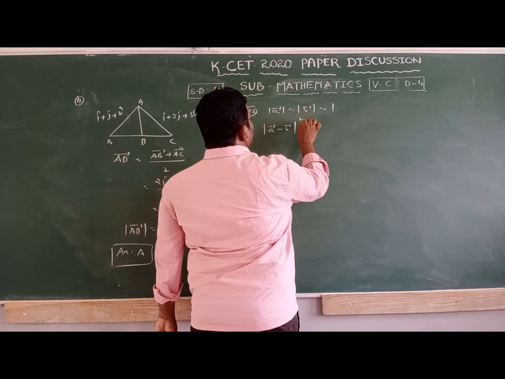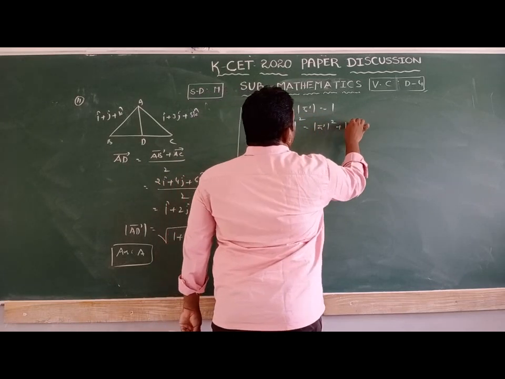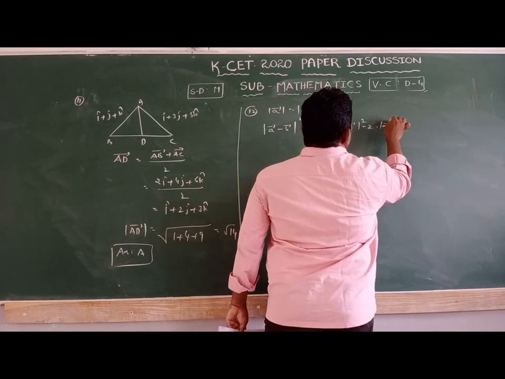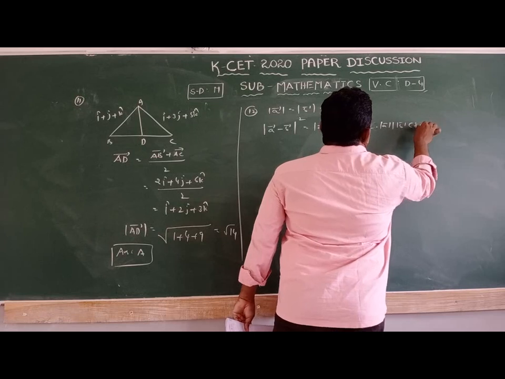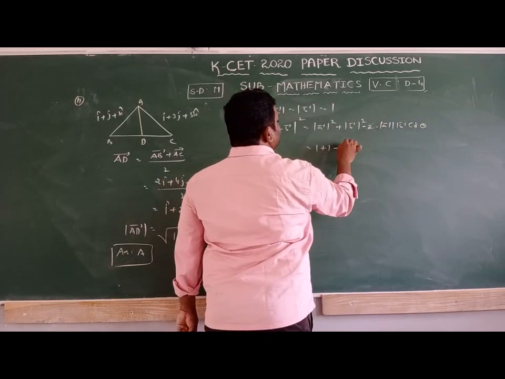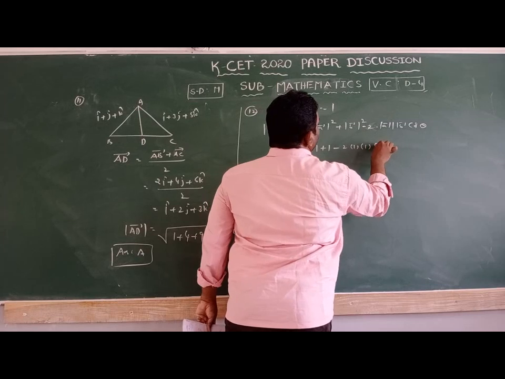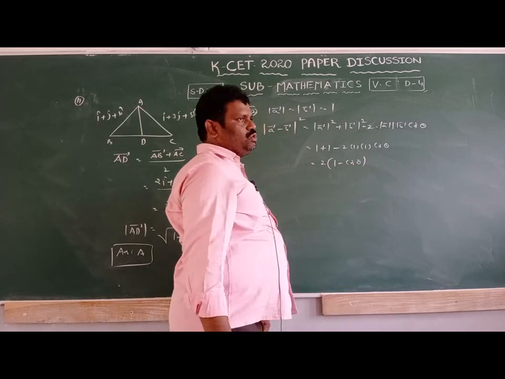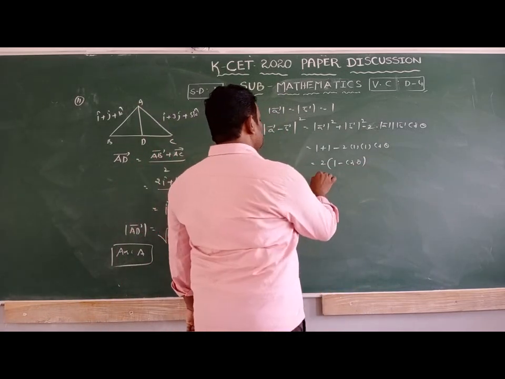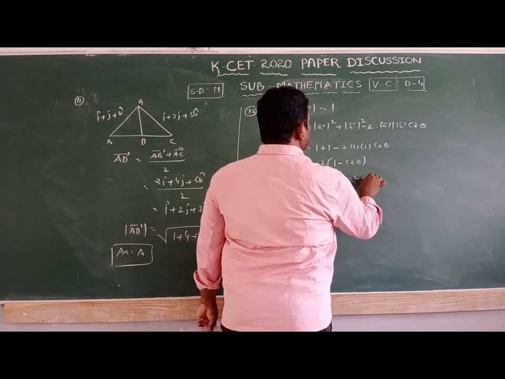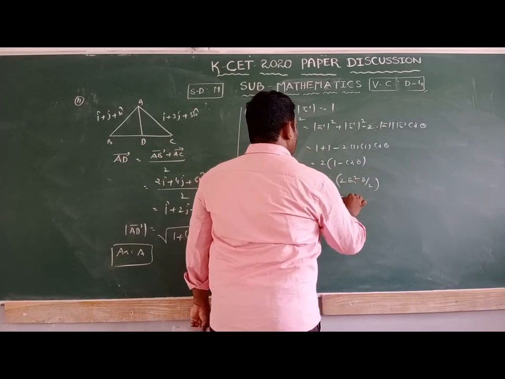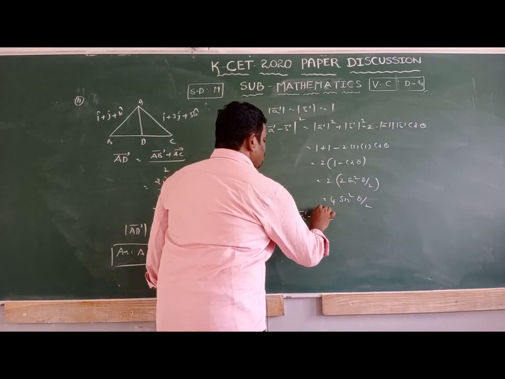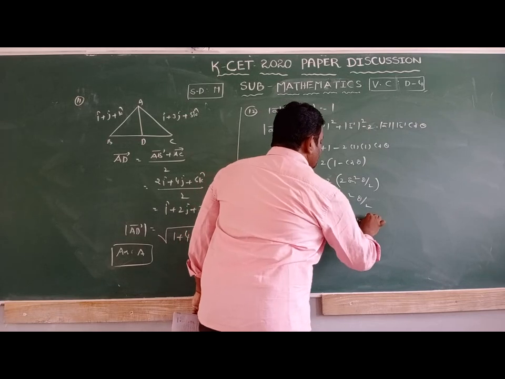If we apply the whole square, then modulus of A bar square plus mod of B bar square minus 2 into mod of A bar, mod of B bar, cos theta. Now these values: 1 plus 1 minus 2 into 1 into cos theta, 2 common, so 1 minus cos theta. 1 minus cos theta is equal to 2 sin square theta by 2. So that is equal to 4 sin square theta by 2. Taking the root, mod of A bar minus B bar is equal to 2 into sin theta by 2.